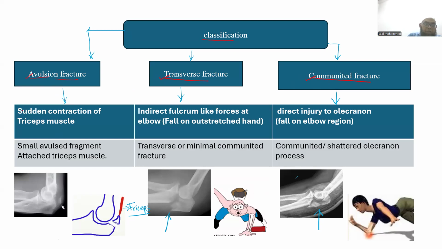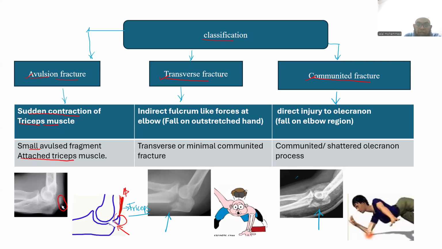Avulsion fracture happens due to the sudden contraction of the triceps muscle. As I told you, the triceps muscle is inserted over the tip of the olecranon. When there is a sudden contraction, it pulls the triceps attachment along with it, so there will be a break and avulsion of the fragment. This is how it presents on the X-ray. There is a small avulsed fragment with the attached triceps muscle, which happens due to the sudden contraction of the triceps muscle.